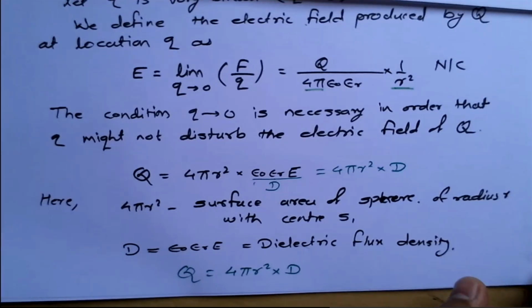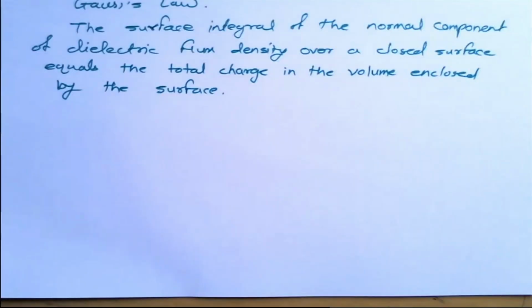It states that the surface integral of, so this is nothing but the equation for charge in terms of dielectric flux density, that Q is equal to 4 pi r square into D, or we can say it is equal to 4 pi r square into epsilon 0 epsilon r into E. Now, which are the properties of this particular point charge?